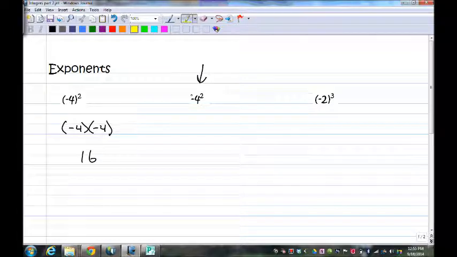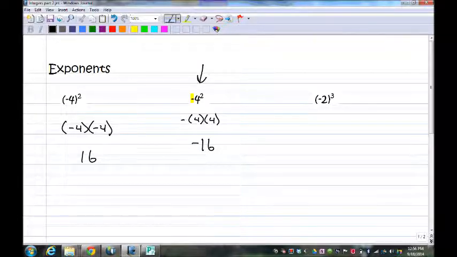Hopefully, you see this right here is not in parentheses, which means that that exponent does not apply to the negative. That tells you to do 4 times 4 and then put the negative on it. So this would actually be a negative 16. Be careful because it is a completely different thing. If the negative sign is in the parentheses and the exponent's on the outside, that means you include the negative. If it's just written like that, then you do not.